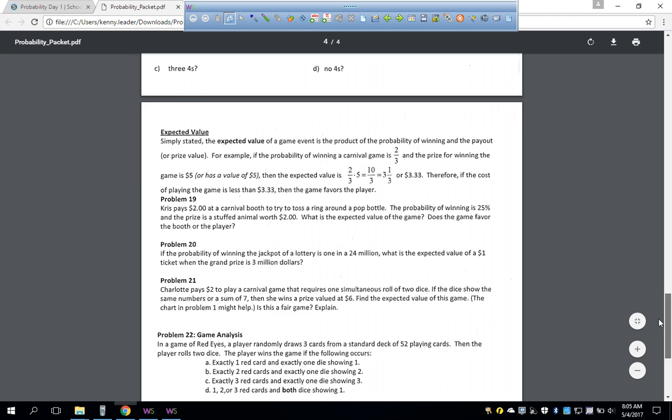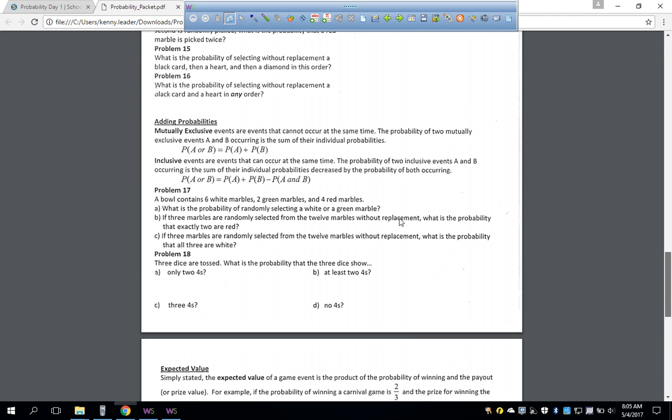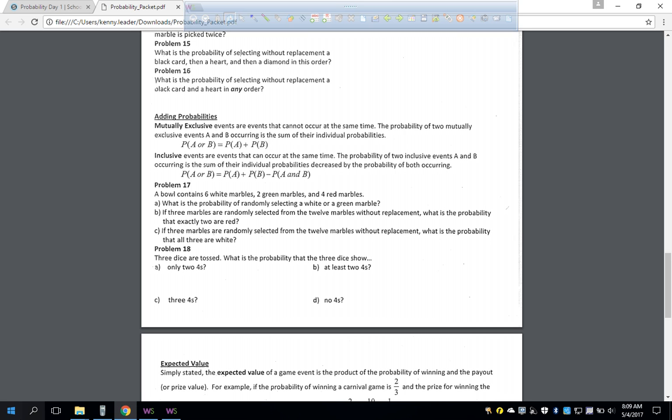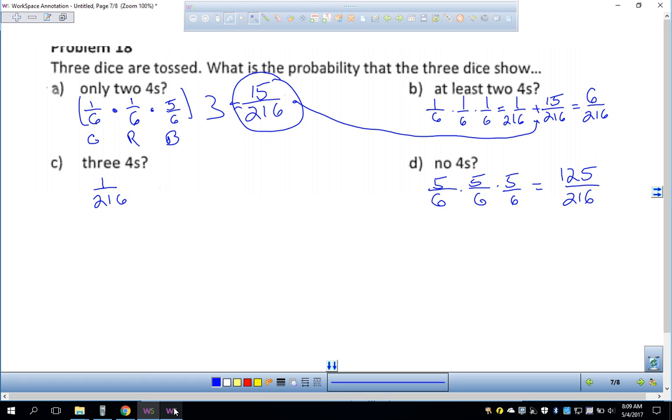I'll talk about expected value with like 20 minutes to go. Okay, so you guys can work on that. I didn't give you the second worksheet, or I did give you the second worksheet? I did not give it to you? Okay, so I have to get that. Where is it?